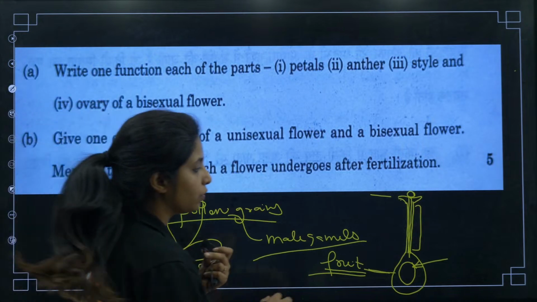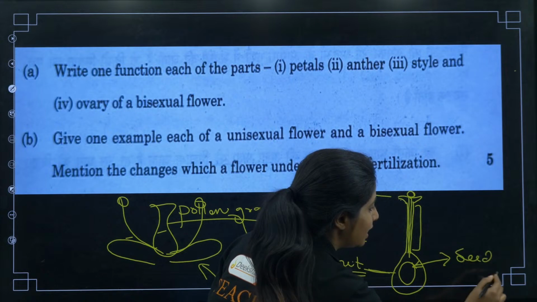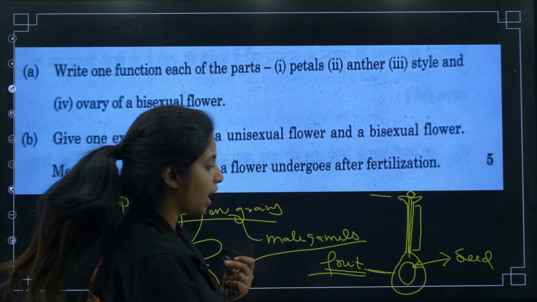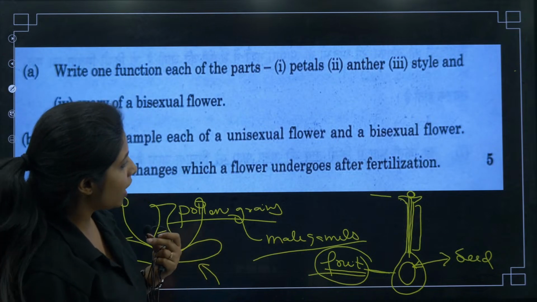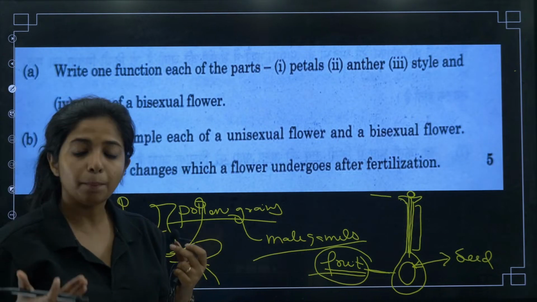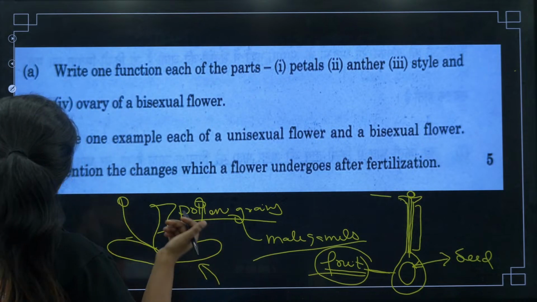Now mention the changes which a flower undergoes after fertilization. So after fertilization, what will happen? The ovule which was there, my dear children, it will transform into a seed. Now outside the ovule, what do we have? We have the ovary which already transformed into a fruit because I made it transform. Okay. Now what else? You have petals. The petals which are there, they will be falling down.